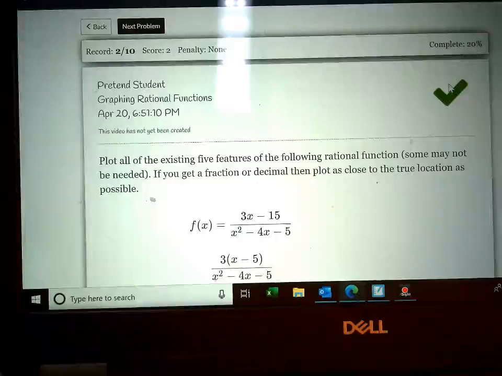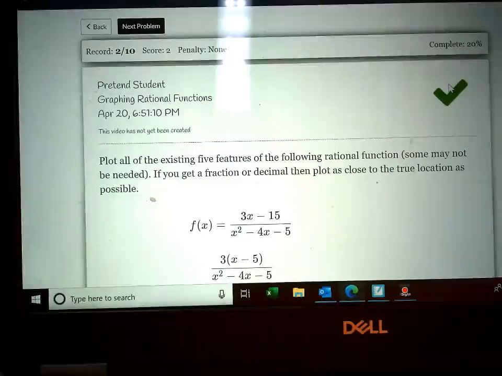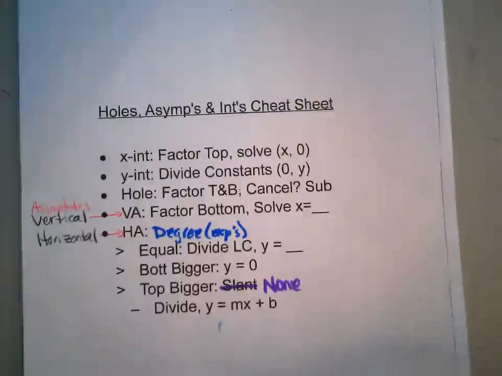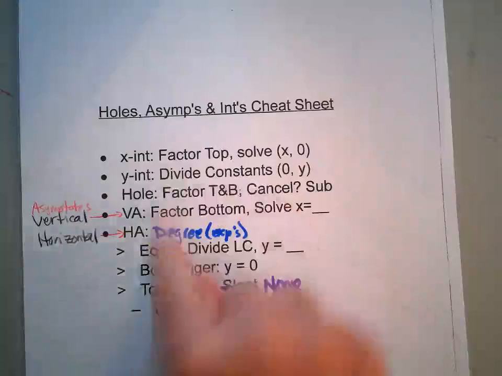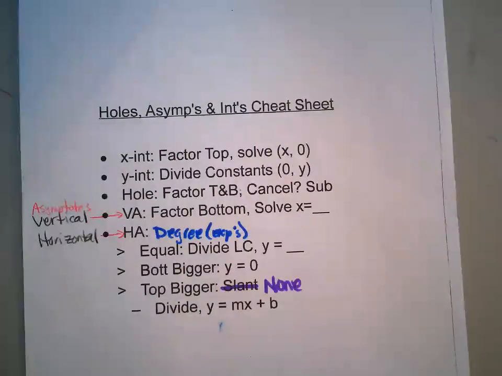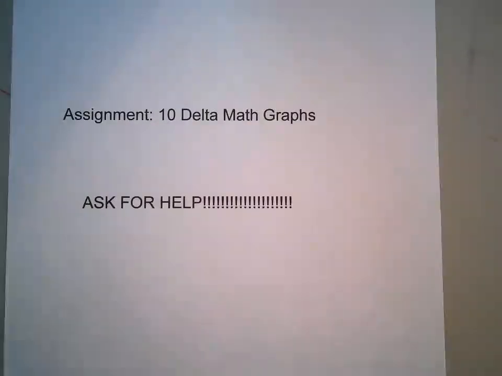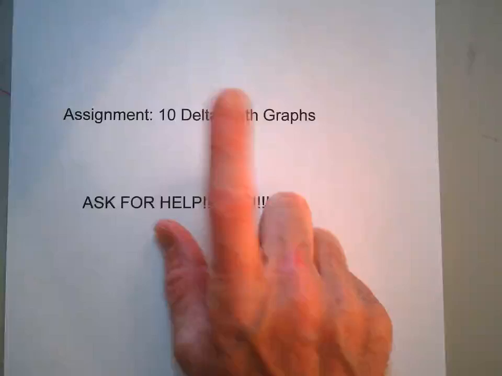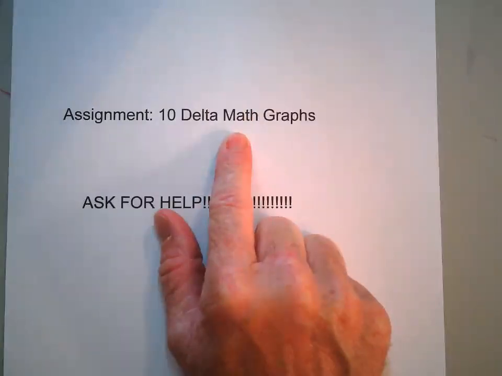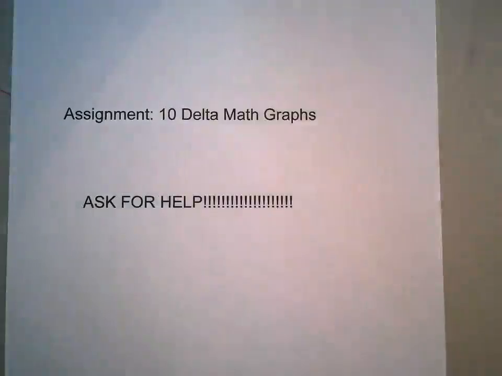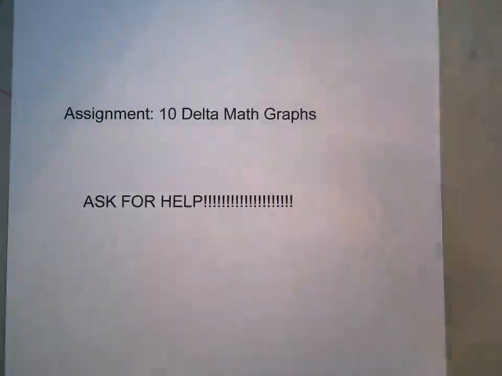Graphing of rational functions. It's pretty important to have the cheat sheet close by so that you can refer back to how we get all this stuff. Okay? I saw a lot of red X's on Monday's homework. You've got 10 graphs that you have to do, which means you have to find all that vital information: those holes, x-intercepts, asymptotes.